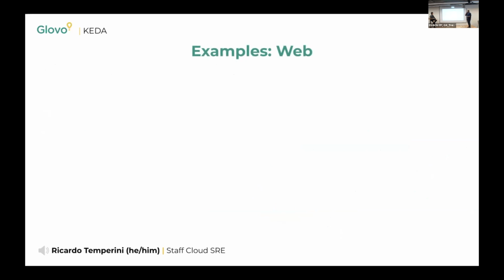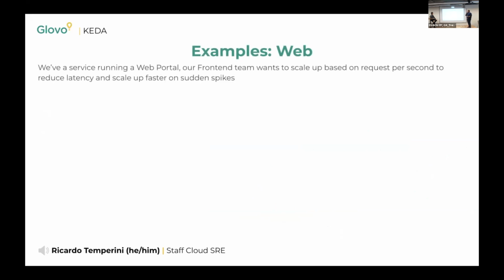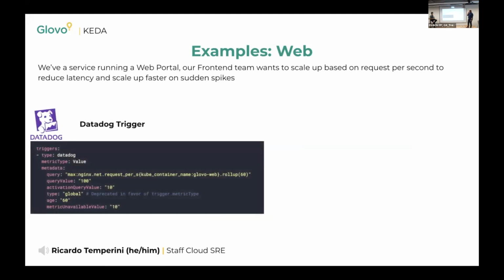Another use case is a web platform, where we have a front-end team that wants to scale up based on requests per second because they want to reduce the latency, and the CPU maybe is not enough or not fast enough for them. In this case, we have a Datadog trigger, for example. We are showing Datadog because we are using Datadog, but there are also Prometheus and New Relic and other sources for that. For Datadog, you have the trigger authentication to define the API key and all the connection.